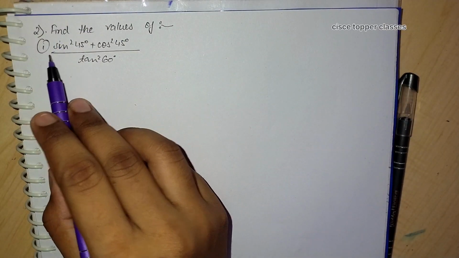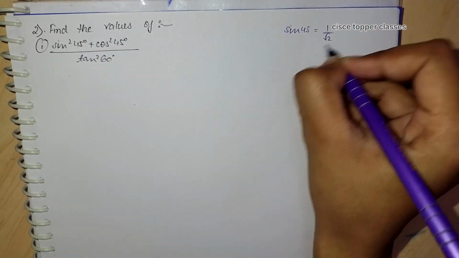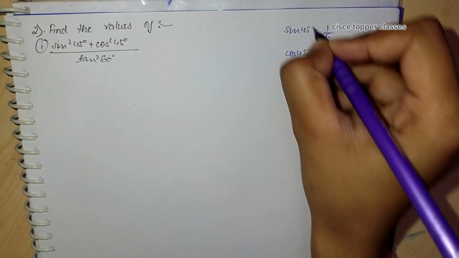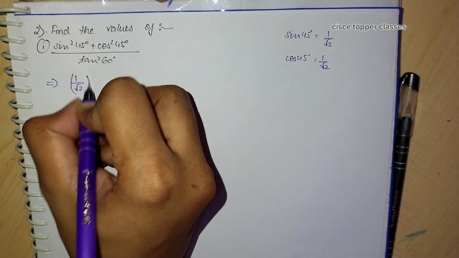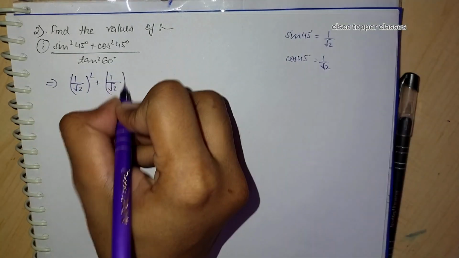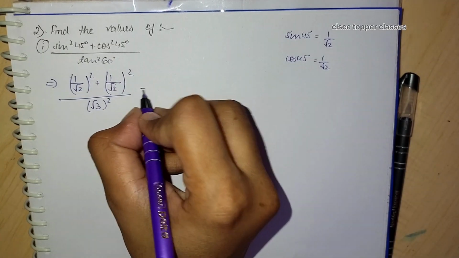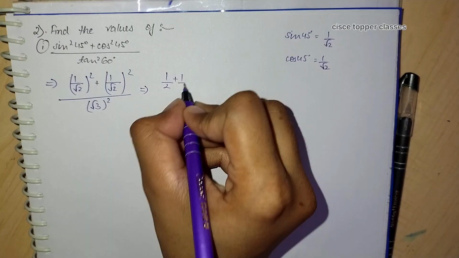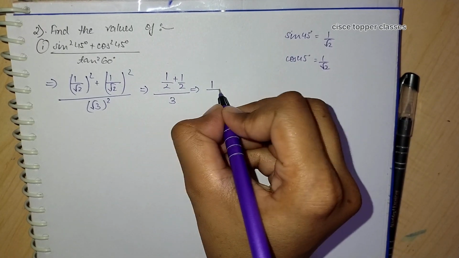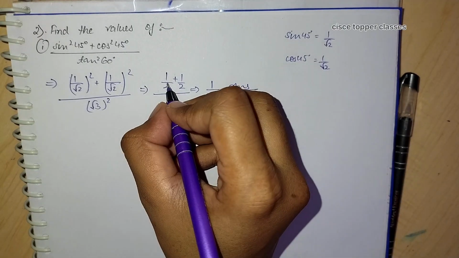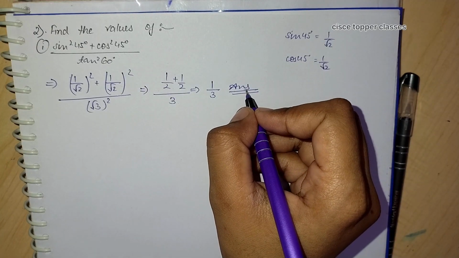Let us solve question number 2 first part. Here we can write sin 45, we know this is 1 by under root 2, and cos 45 we know this is also 1 by under root 2. So I'll put the value here in this part. So this will be (1 by under root 2) whole square plus (1 by under root 2) whole square divided by tan square 60, and tan 60 is under root 3. So this will be whole square here. Here we can write 1 by 2 plus 1 by 2 divided by 3. So 1 by 3 is the final answer here in this question, because taking LCM, it will be 2 by 2, which is 1. So 1 by 3 is the final answer here in this question.